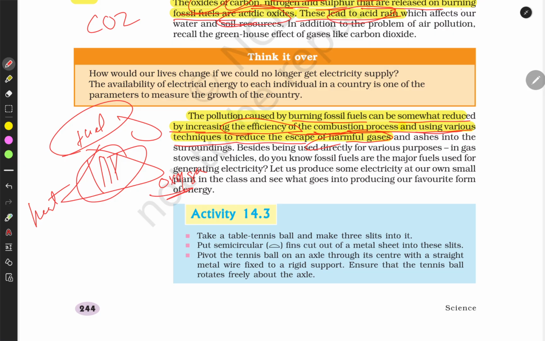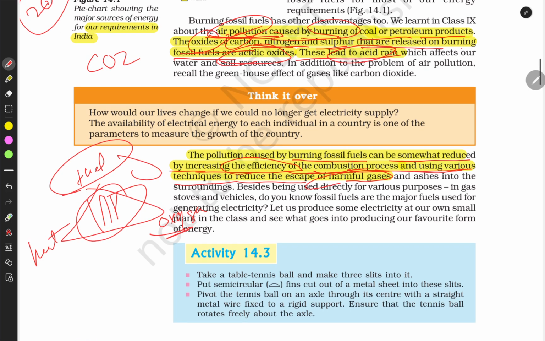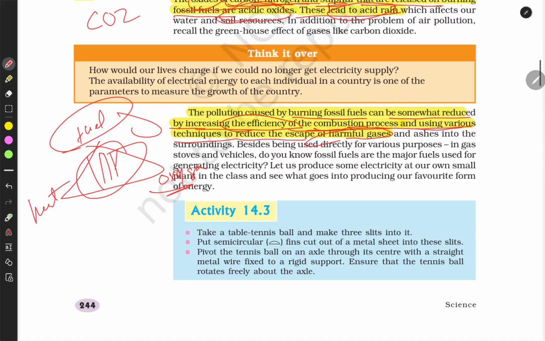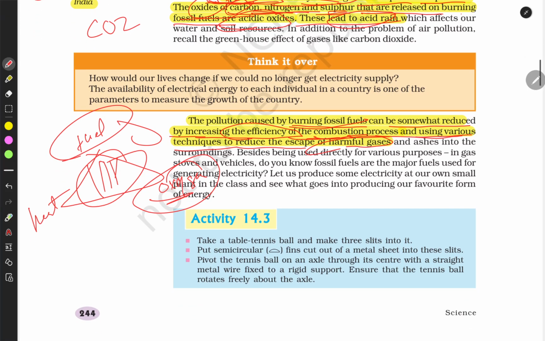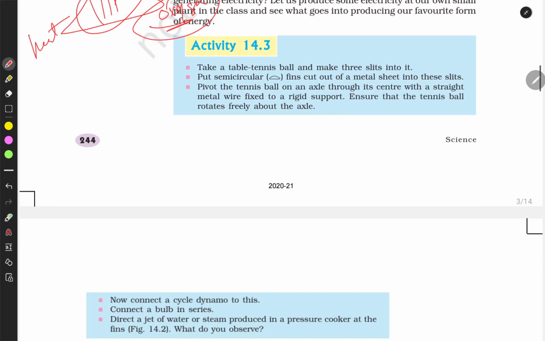And these are mostly oxides of carbon, nitrogen, and sulfur. And if you provide enough oxygen, the combustion will be most efficient, and this way we can reduce the harmful gases. And also there can be techniques by which the harmful oxides can be caught and prevented from getting released into the atmosphere.